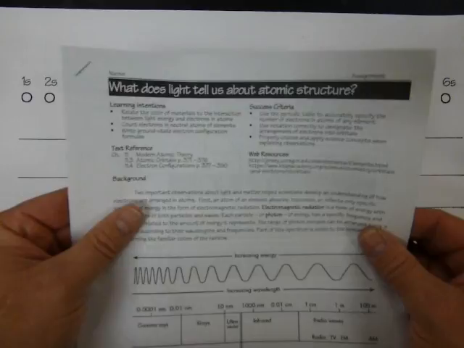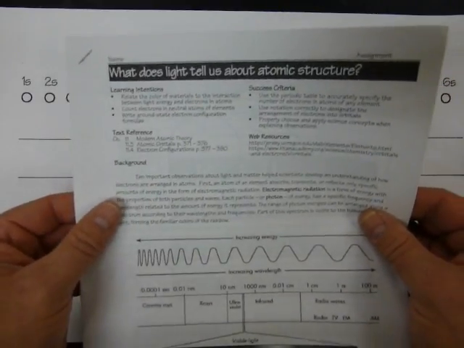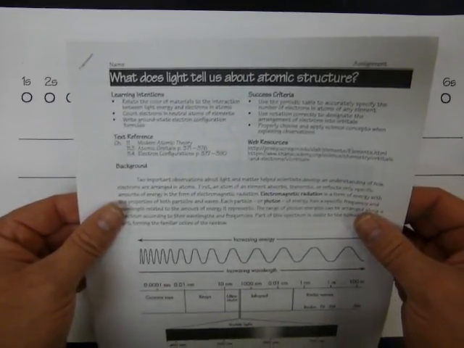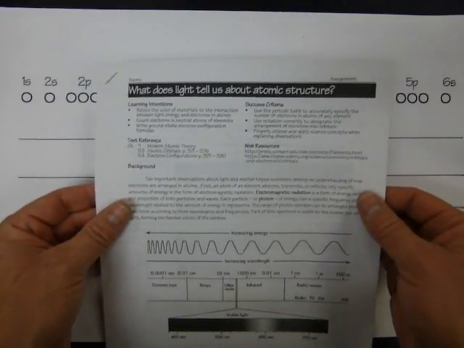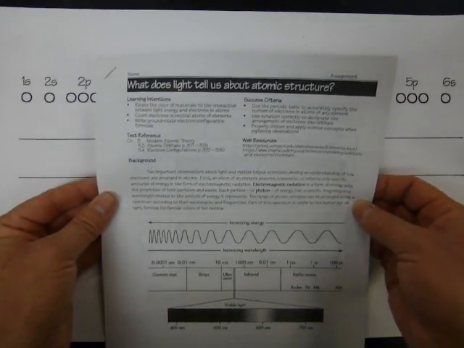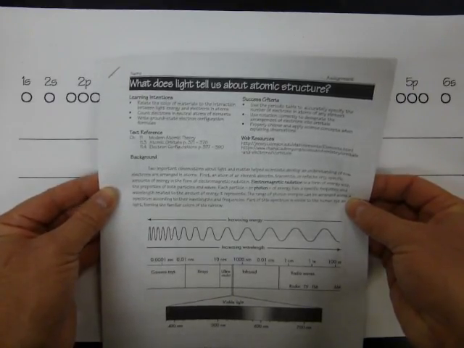Please make sure you have your copy of the assignment, What Does Light Tell Us About Atomic Structure? In the first part of this activity, we looked at light emission and absorbance by materials as a way to introduce the idea of electron orbitals. The way that energy interacts with matter tells us a lot about how electrons are arranged into orbitals in atoms.